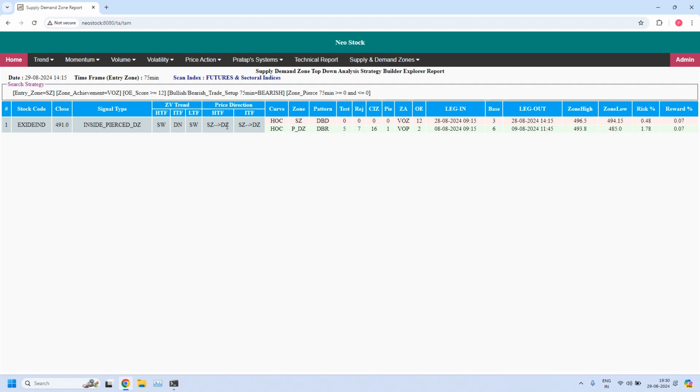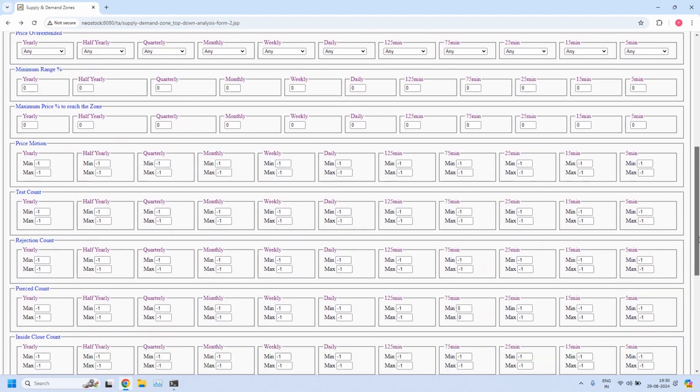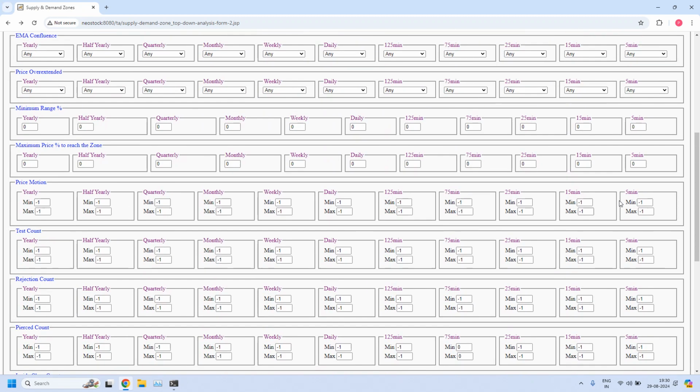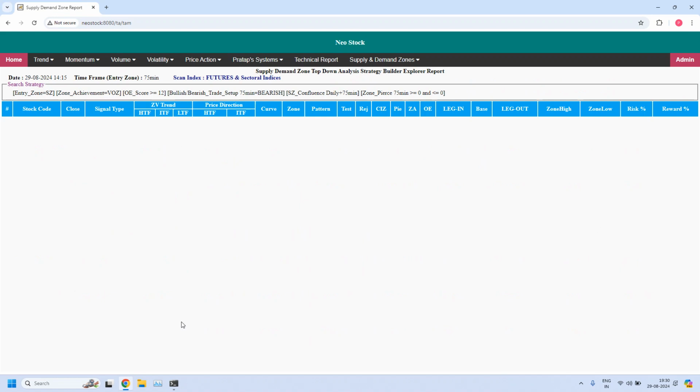And currently this stock is supporting bearish trade setup for weekly income trade. Now let's verify whether this has confluence with ITF time frame, that is 75 minute zone and daily zone supply zone confluence. So 75 minutes supply zone with daily supply zone confluence, I enabled. Let's filter. No, that stock is not having a confluence with ITF time frame. Fine.